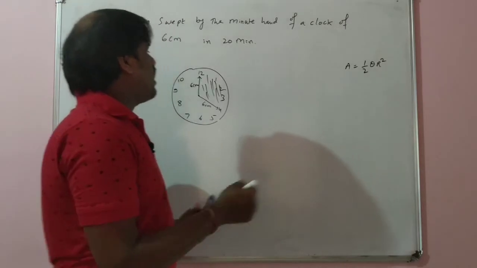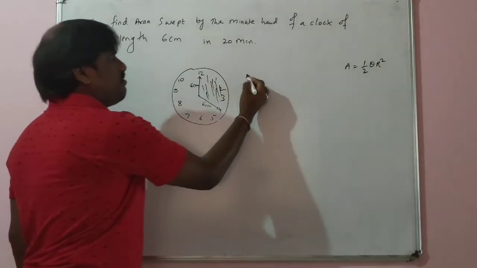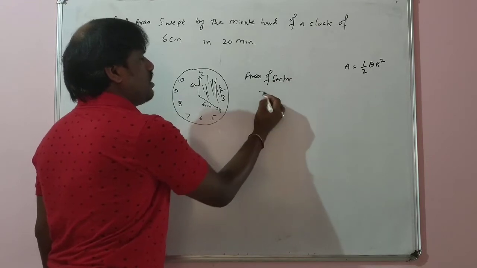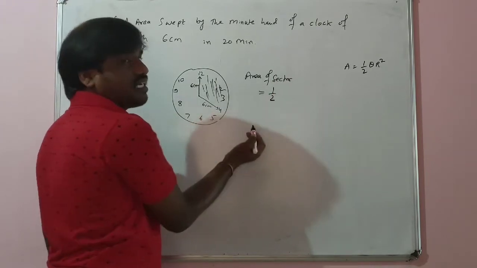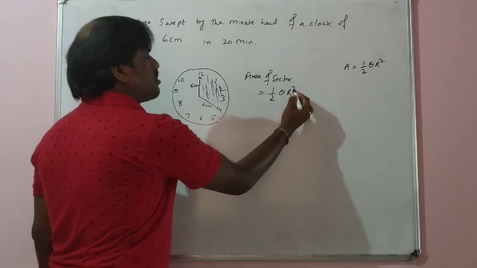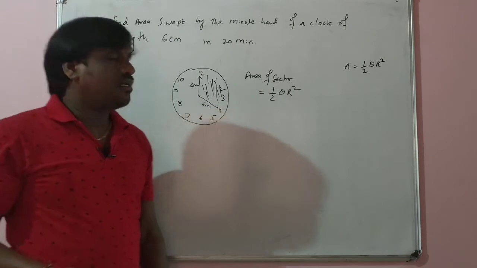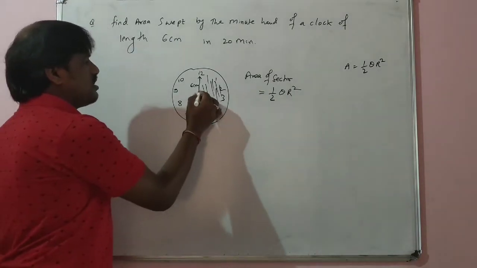So this is the area of the sector. The area of the sector, the formula you have already learned in class 10th, and yesterday I gave it: half theta r square. This is the area of the sector. So here, what is theta? Here theta is the angle.